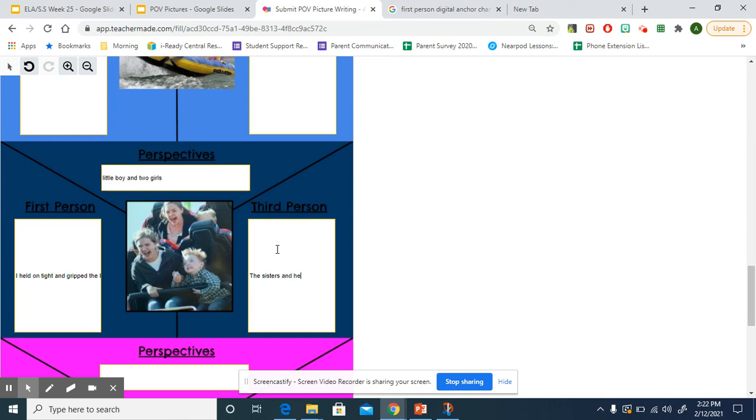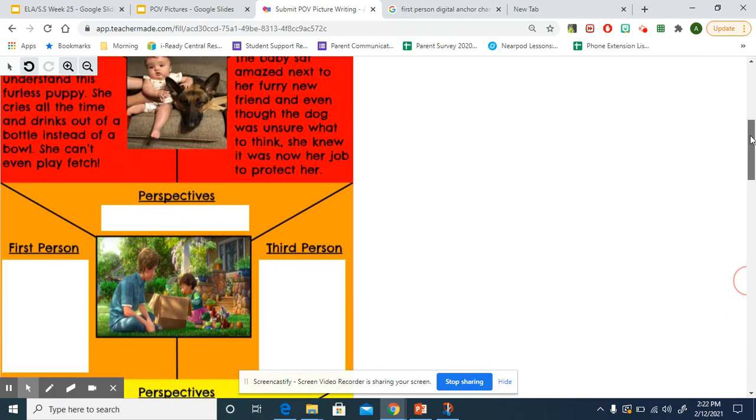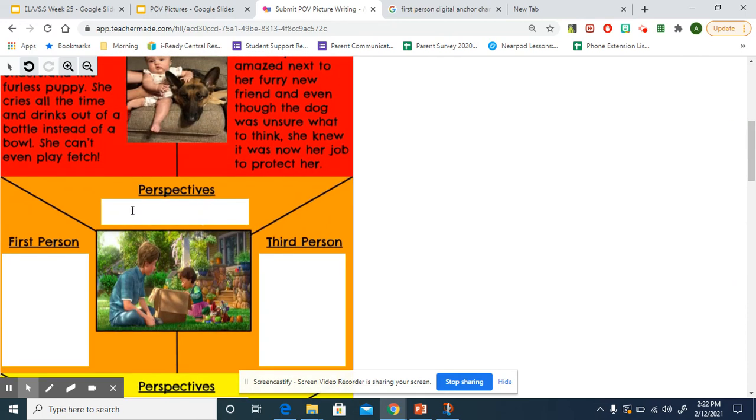The sisters and their brother rode the roller coaster. So you can get into as much detail as you want, but you are wanting to describe the picture. Again, you're going to label what perspectives, you're going to talk about it in first person, and then you're going to describe it in third person.